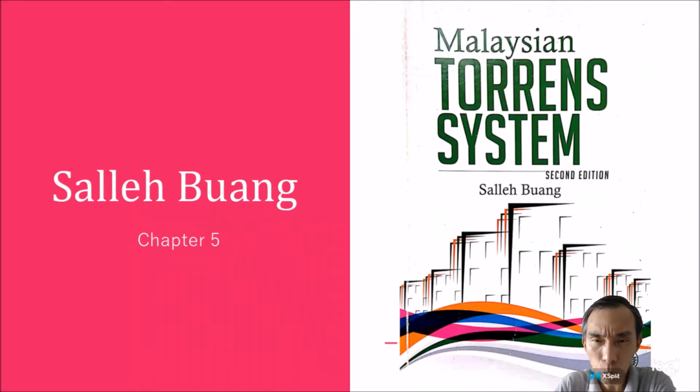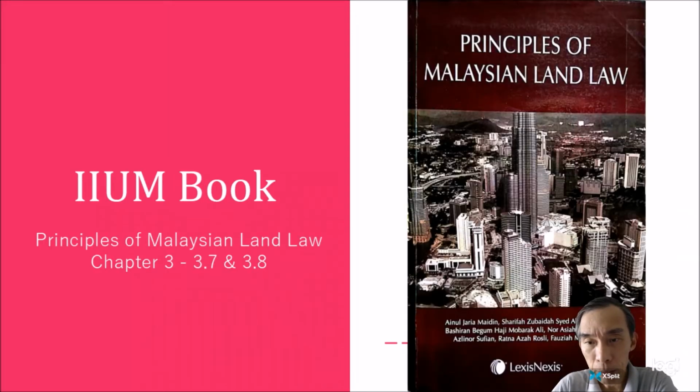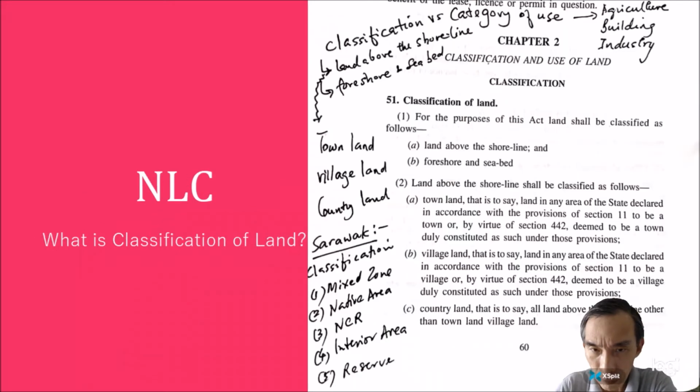Also, another book I refer to is Saleh Buang's book on the Malaysian Torrens System, second edition, a very good book, chapter 5. And the other book I use for reference is the IIUM book, Principles of Malaysian Land Law, chapter 3, sections 3.7 and 3.8. Okay, we go back to the National Land Code.